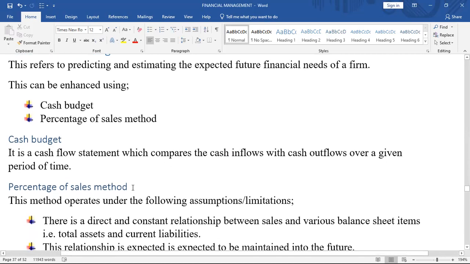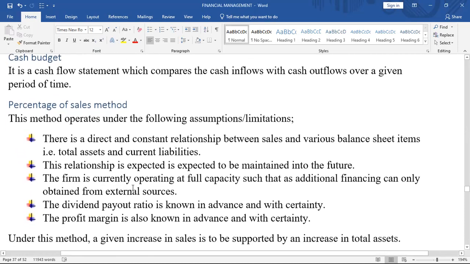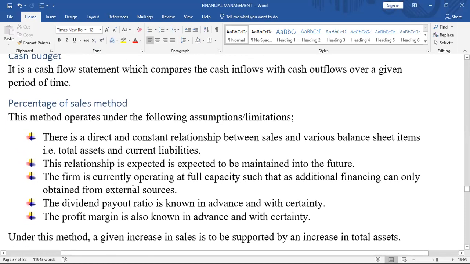When you look at the percentage of sales method, this method operates under the following assumptions. There are some of the assumptions that we normally put in place. One, there is a direct and constant relationship between the sales and various balance sheet items, for example, the total assets and current liabilities. Two, this relationship is expected to be maintained into the future.